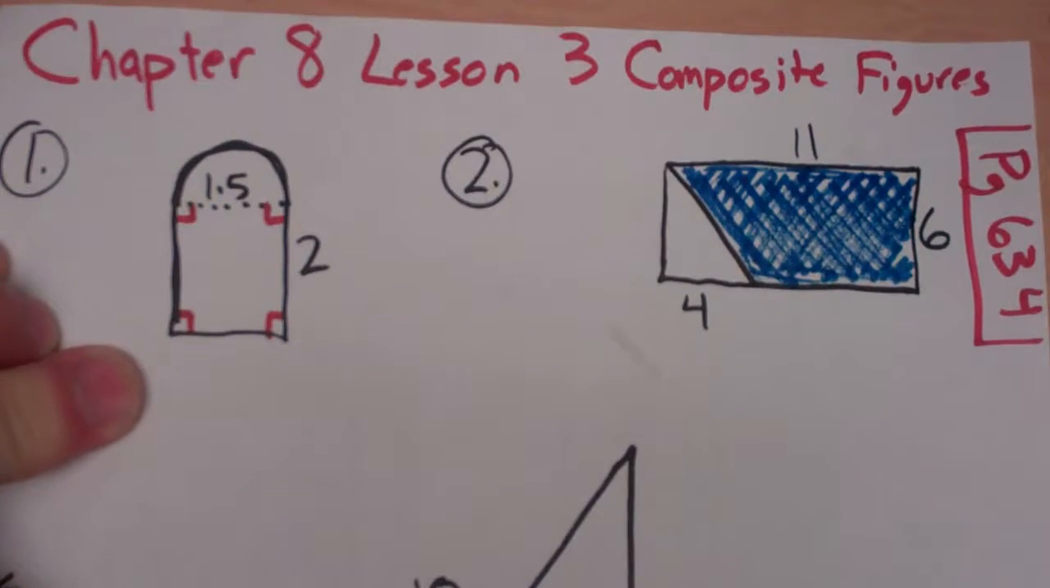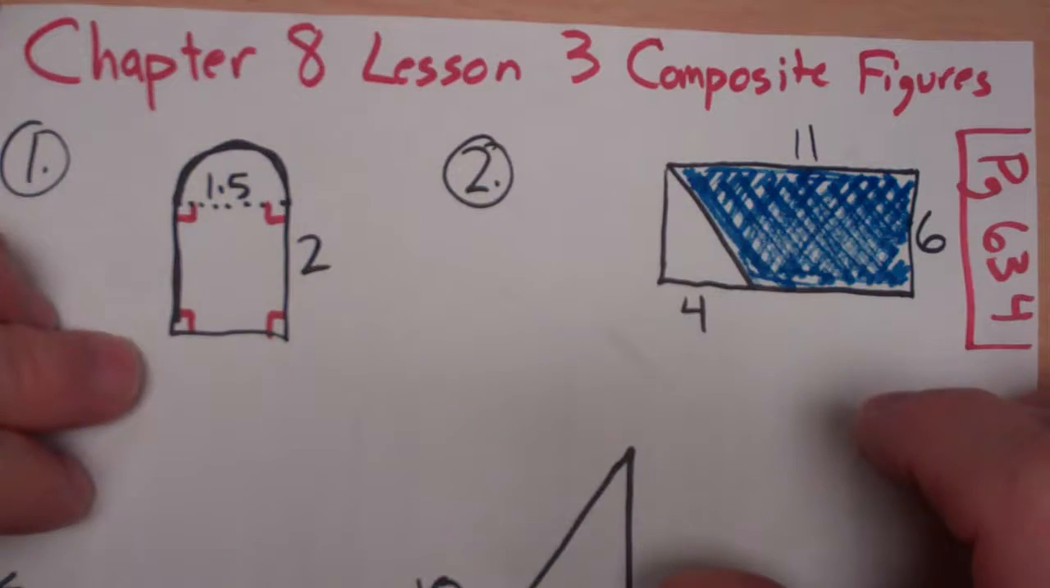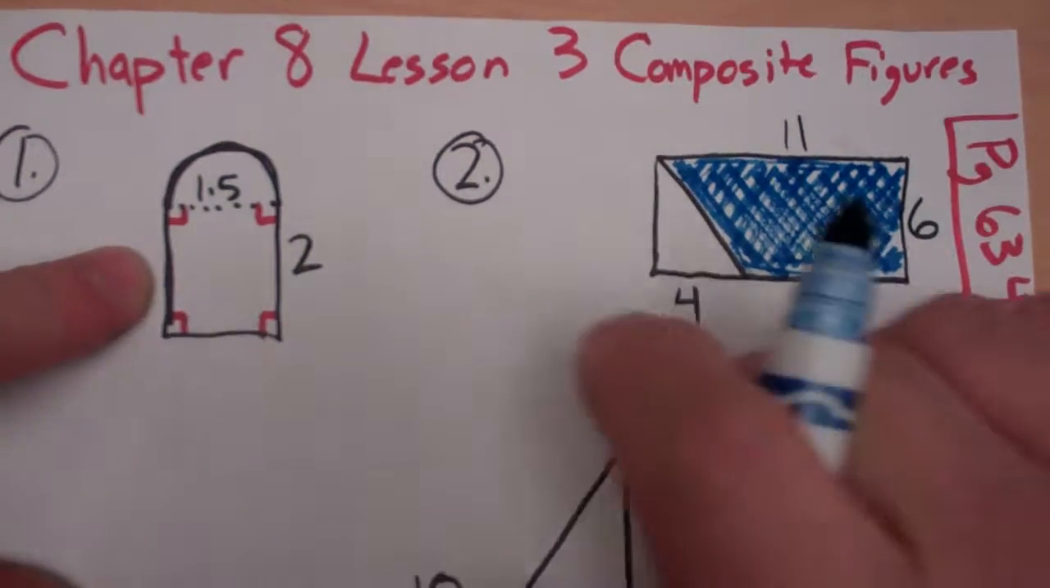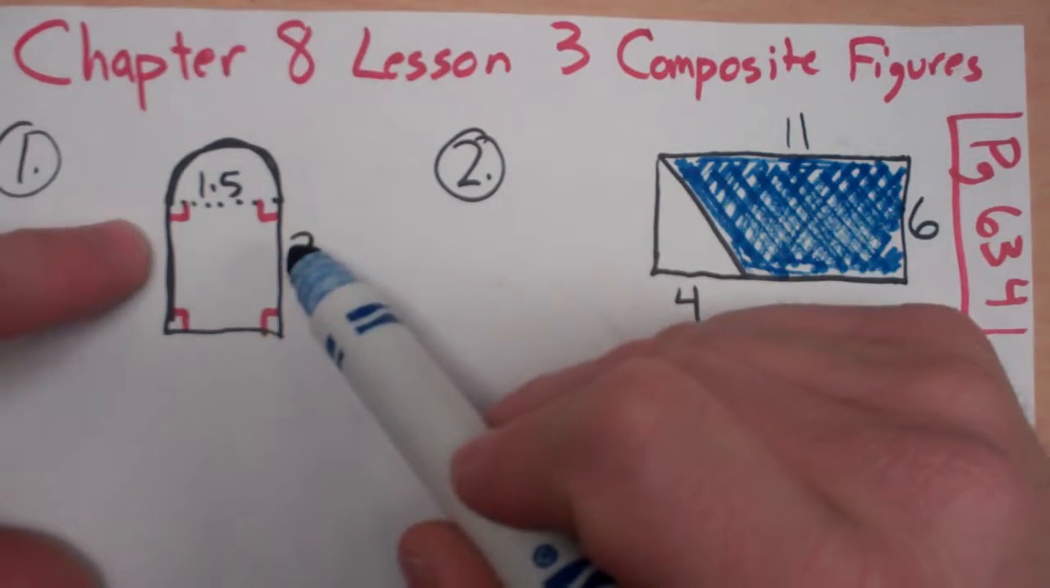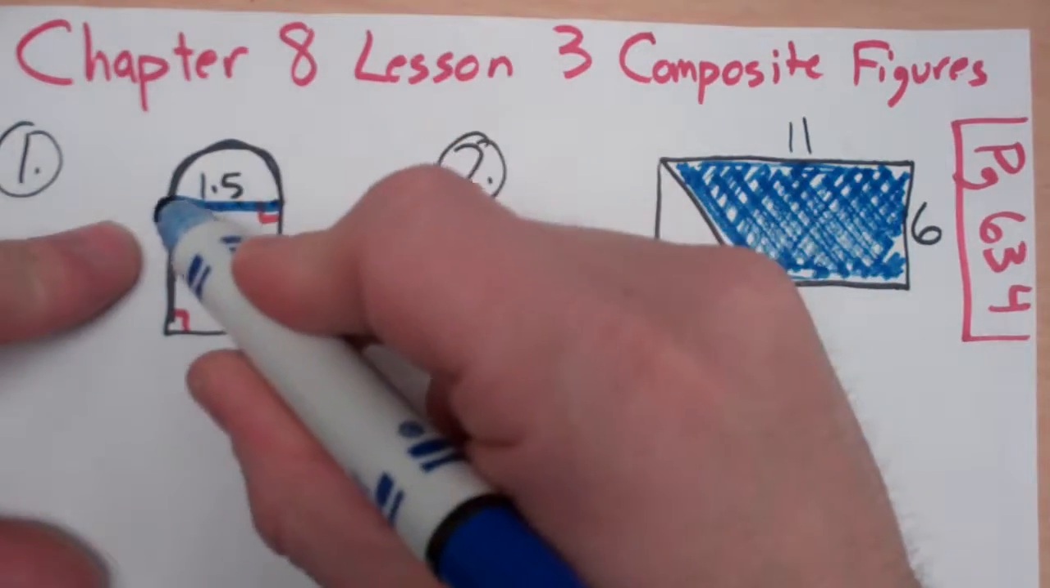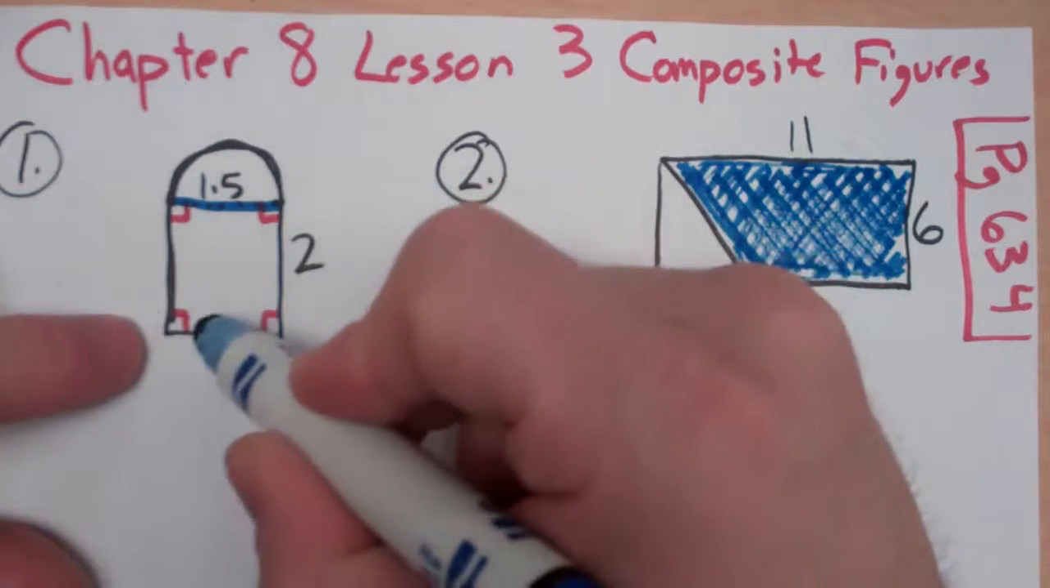Alright, this is Chapter 8, Lesson 3 on composite figures. Composite figures are figures made up of several different shapes. So when I look at this first one off of page 634, you're looking at a strange shape that's made up of, if you cut it right here, a half circle, which we call a semicircle, and a rectangle.